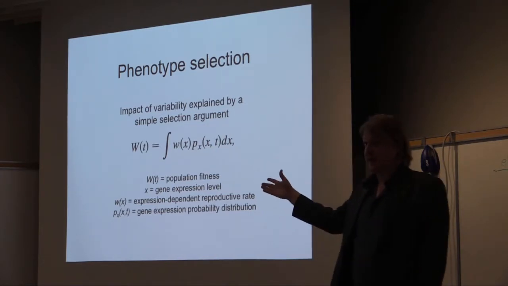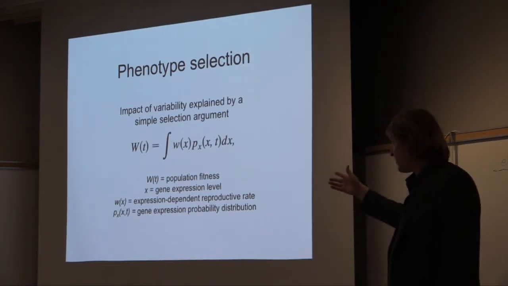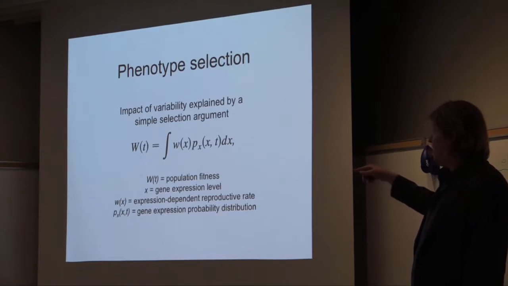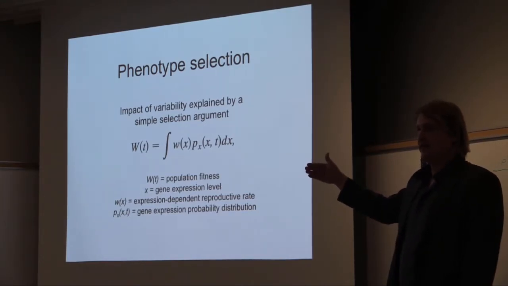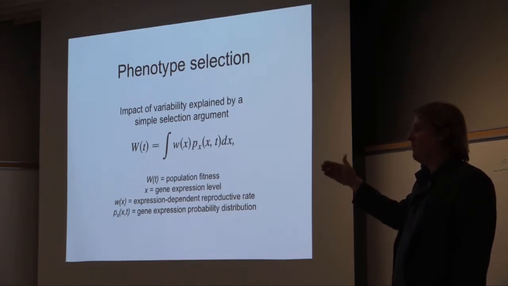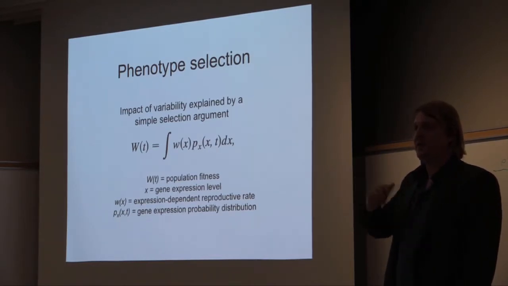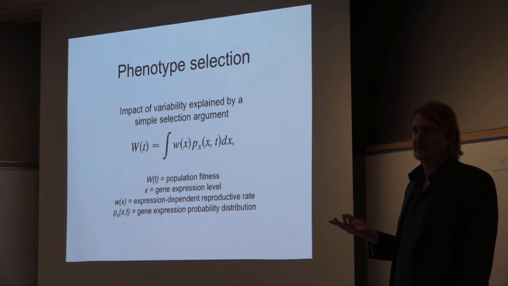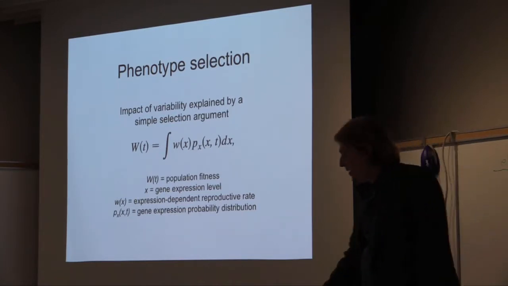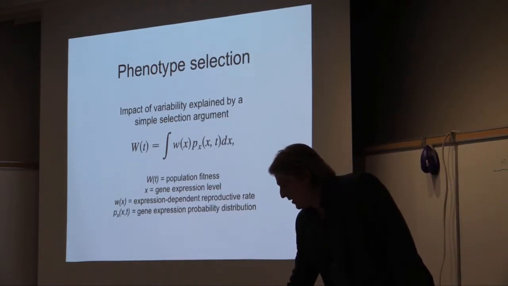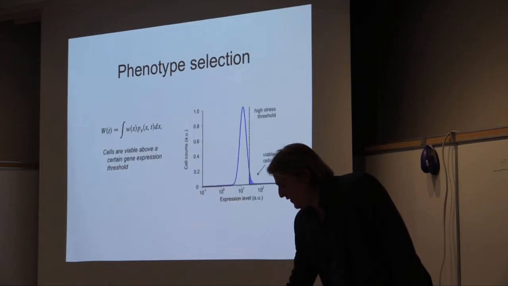If the population fitness is the integral over the probability of finding a given level of gene expression at a given time, multiplied by the reproductive rate of the cells that have that gene expression level, and you just average that over the entire population. Now, let me come up with a bit of a simplified picture of this.